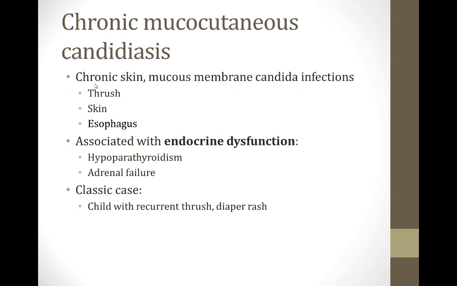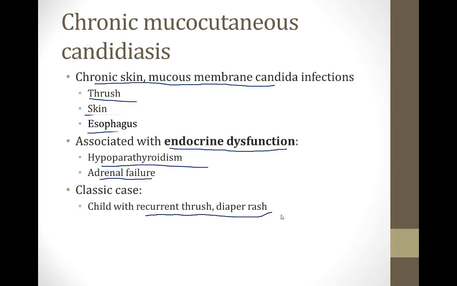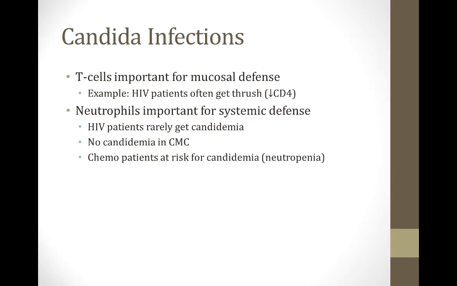So people with this condition have chronic skin and mucous membrane candida infections. They may have thrush in their mouth, they may have candidal skin infections, they may have candida esophagitis, and this will be associated with evidence of endocrine dysfunction like hypoparathyroidism and adrenal failure. And the classic case is a child who has recurrent thrush and diaper rash and also has evidence of parathyroid or adrenal dysfunction. Let me make an important side note about candida infections.